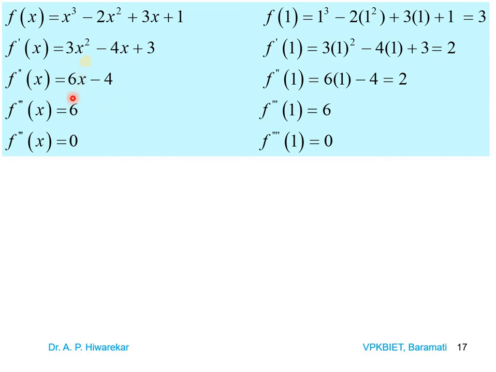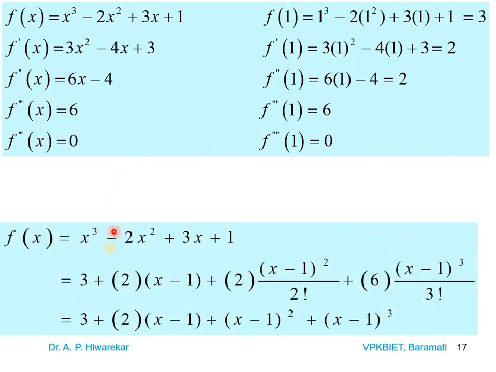Then f double dash, derivative of this, is 6x minus 4. Then f double dash of 1 is 6 into 1 minus 4, that is 2. Then f triple dash of x is 6, and the derivative at any point, say 1, is 6. Then the next derivative of 6 will be 0. So we get this.